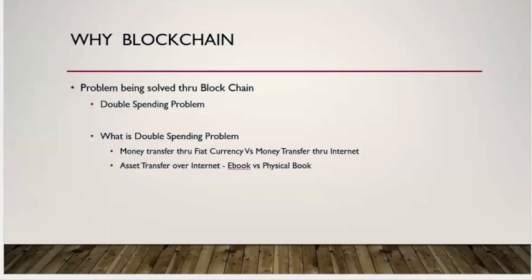So blockchain is trying to solve this double spending problem: how do I transfer an asset over the internet? When I say asset, it could be anything: a book, an MP3 recording, stocks, bonds, anything for that matter. There is a problem with asset transfer on the internet, and that's what I wanted to emphasize here. That is the double spending problem, and how do we keep track of that particular asset? Blockchain is trying to solve that problem as well.